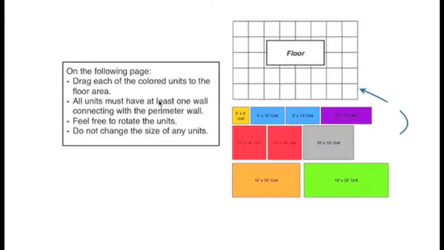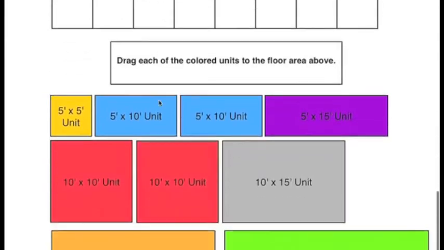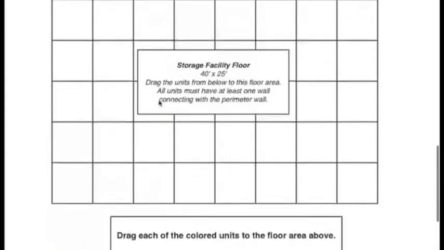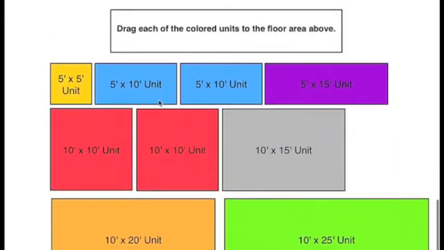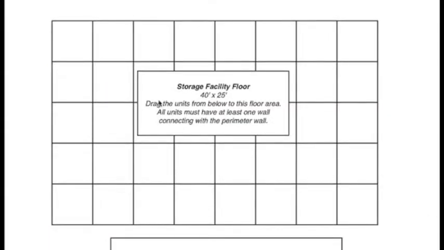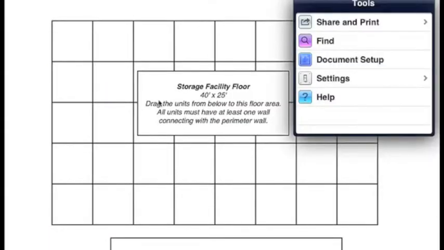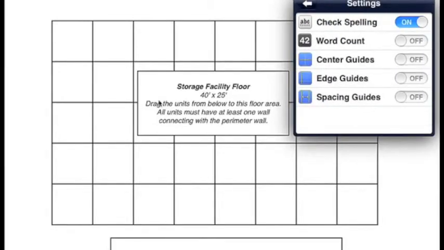But for now, what I'll do is I'll go down to the actual task area, and you can see that I have all these different storage units that I need to place into this storage area, and I'm going to do that just by dragging those blocks up into the storage unit area. One thing to look at is I'm going to tap on the wrench up at the top right, and then look at my settings, and just confirm that you have the center guides, edge guides, and spacing guides, probably best to keep those off.